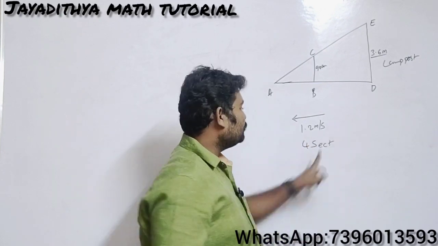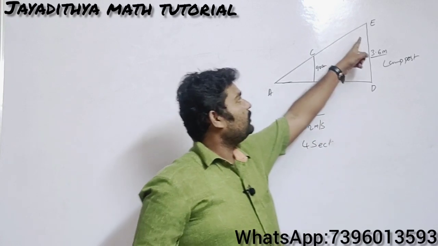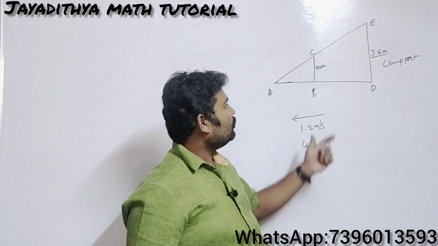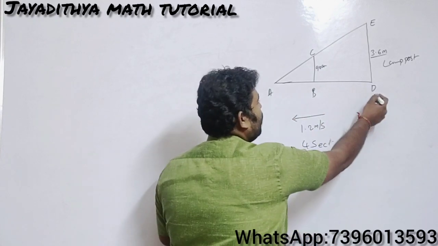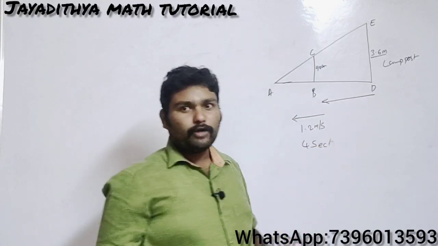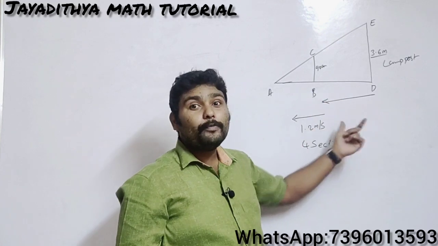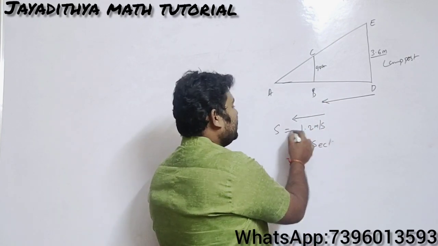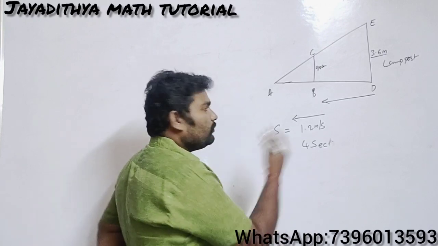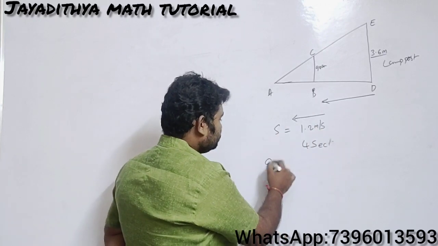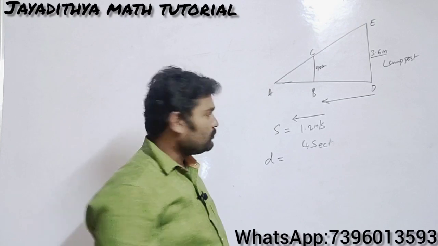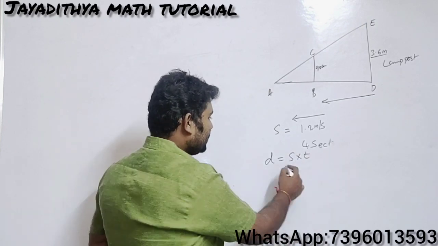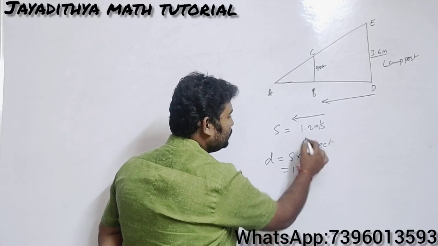So try to analyze the problem here. First of all, let us take DA as the lamppost and BC as the girl. In 4 seconds she has walked from D to B. So how much distance did she walk? You should measure that first. See here, he has given the speed. So how do we find the distance? Distance is equal to speed into time. You can write here 1.2 into 4 seconds.